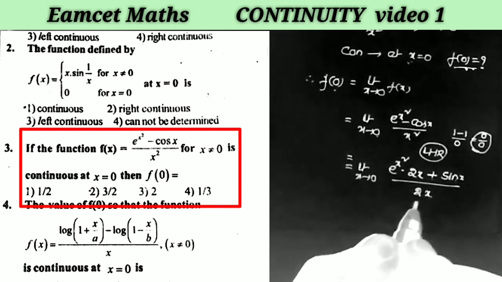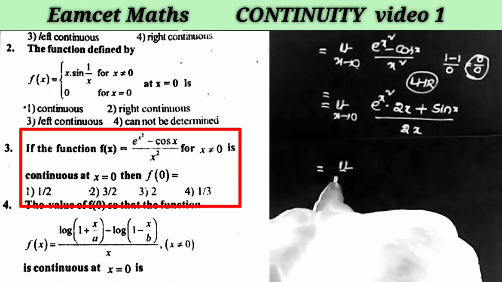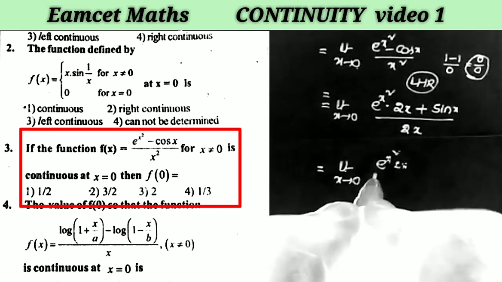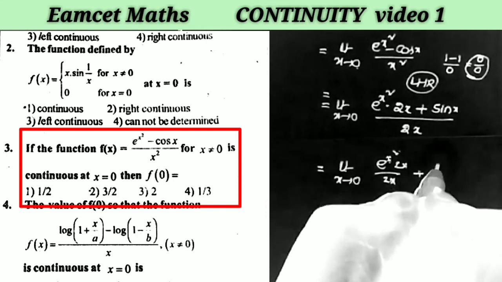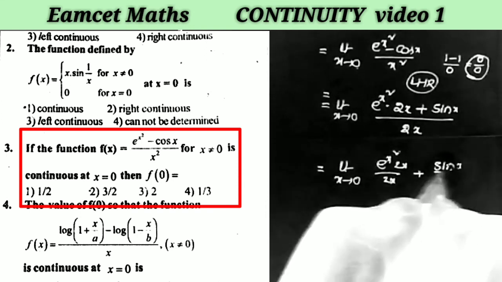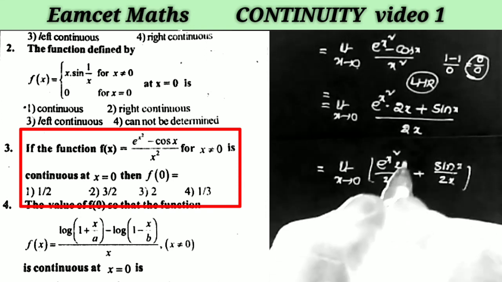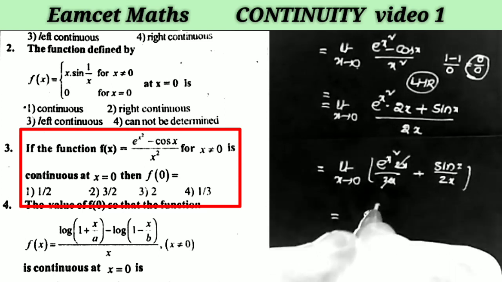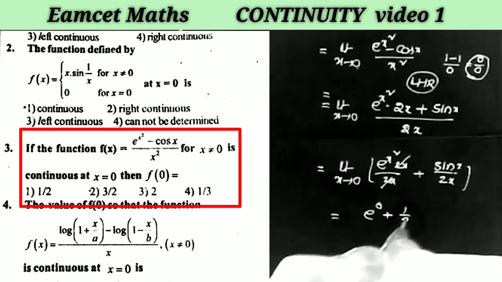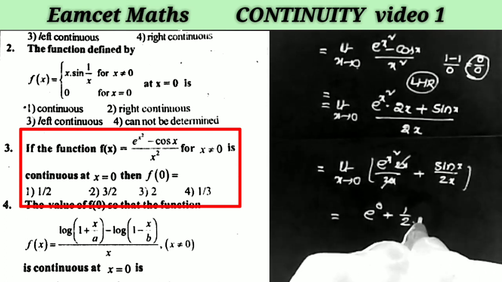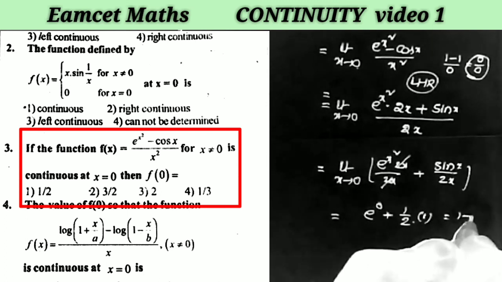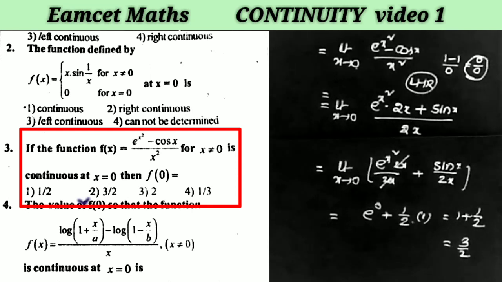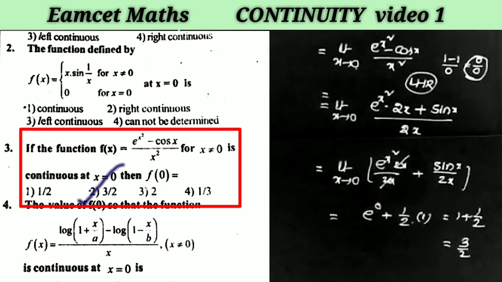Okay. Now this is equal to, separating the limits, limit x tends to 0 of e power x square into 2x by 2x, plus sin x by 2x. Now here 2x and 2x get cancelled. Now replacing x is equal to 0, we get e power 0 plus 1 by 2 into limit x tends to 0 of sin x by x, which is equal to 1. So the answer is 1 plus 1 by 2, that is equal to 3 by 2, which is the second option.